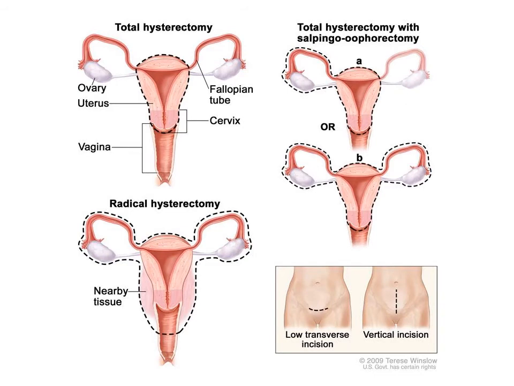As you see, the first figure, which is on the left and above, represents total hysterectomy without salpingo-oophorectomy. The next figure to the left represents total hysterectomy with unilateral and or bilateral salpingo-oophorectomy, while the figure below represents radical hysterectomy. Radical hysterectomy is when the uterus is removed with nearby tissue, that is to say the parametrium, and the upper vagina as well.